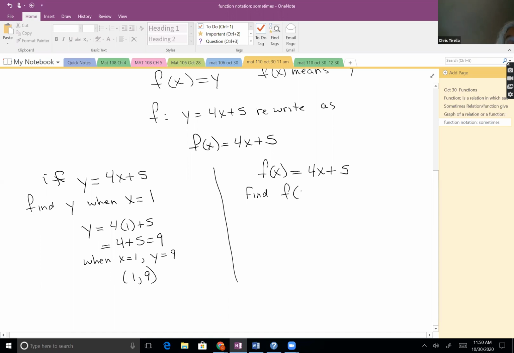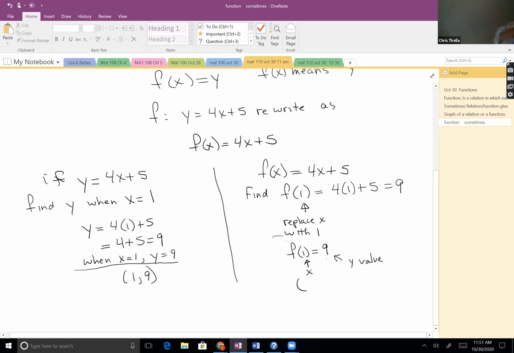find f of 1. And when I write it this way, do you notice what I did was I replaced x with 1. And so that's telling me to find y when x equals 1. So I'm just going to put in 1 in place of the x, and that's going to give me that 9. And so down here, where I wrote when x equals 1, y equals 9, I could write that as f of 1 equals 9. What's in the parentheses is my x value, and what it equals, that f of 1, would be the corresponding y value. And so I should be able to look at this statement and see that that's also giving me that same point (1, 9).